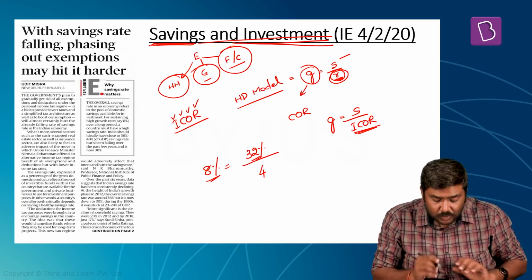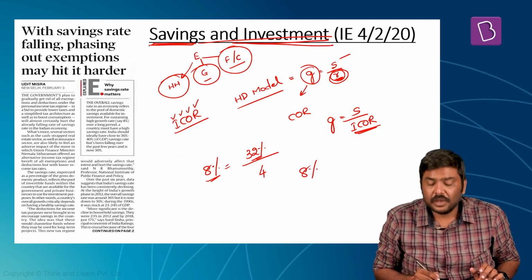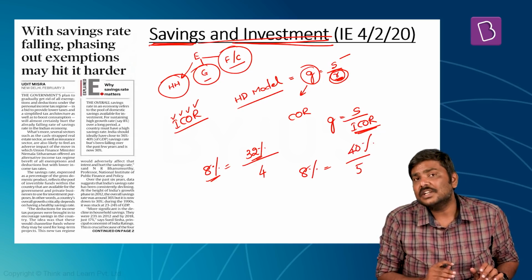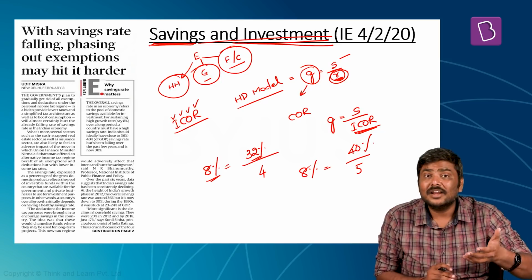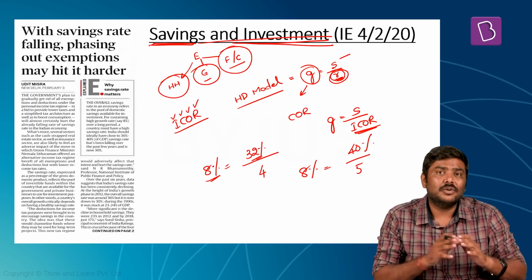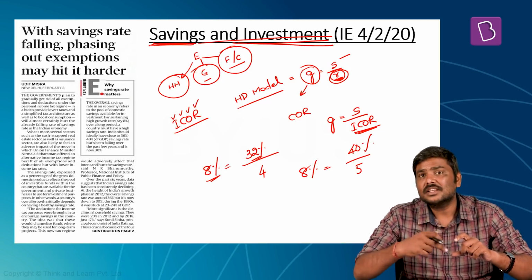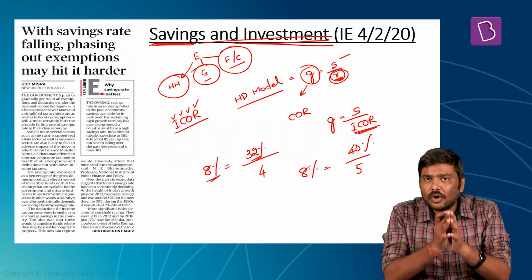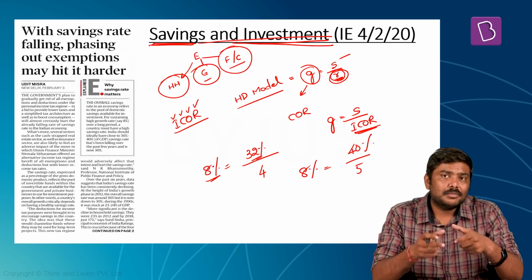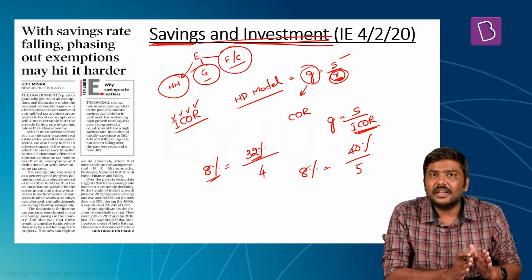And if India wants to achieve 8% GDP growth rate with an ICOR of 5, then the savings rate must be 40% of GDP, which is much higher than what is the savings rate of India right now. So what government of India needs to do is promote more and more savings as well as investment, and this will not be achieved with the new income tax regime. This is the gist of the article provided here.